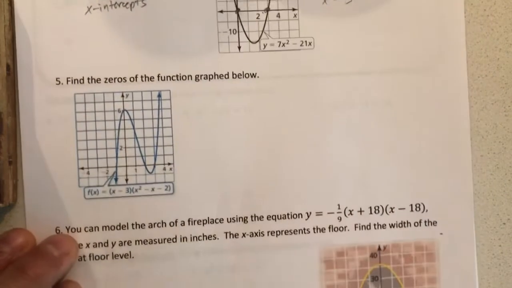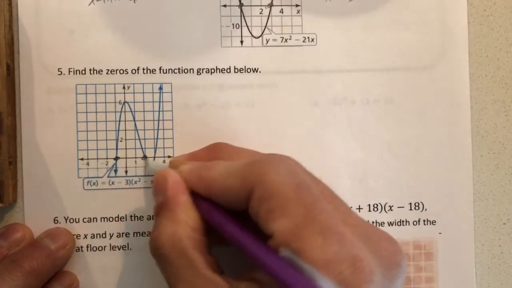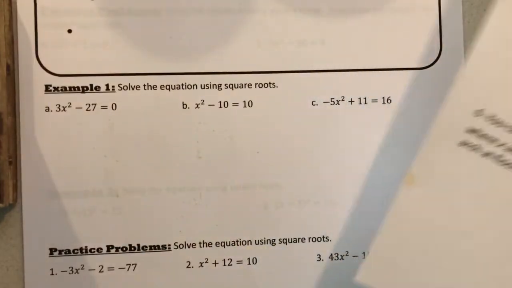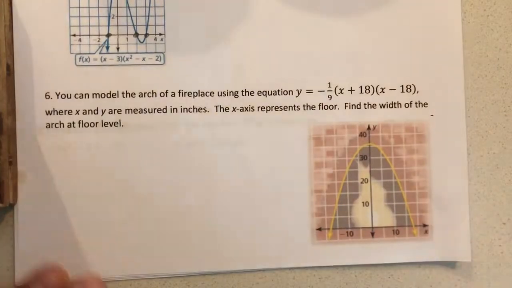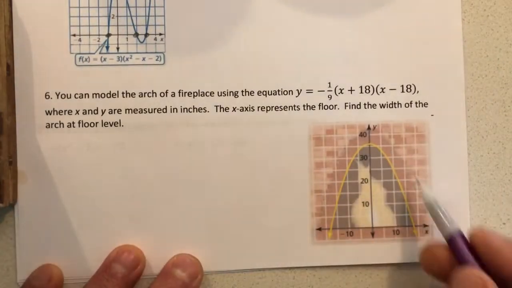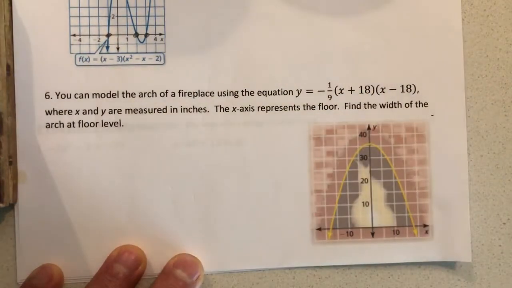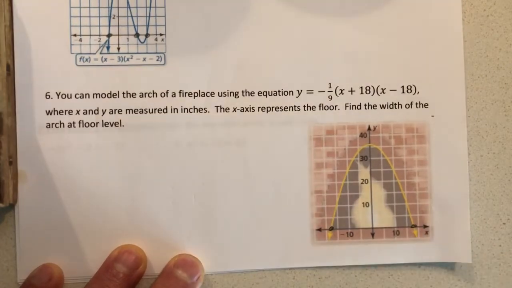All right, one more example. I'm going to go quickly through it because you can see there's 3 of them, easy. All right, then on this last one, this one looks like a really hard question. We've got this weird fireplace arch, they say. They give you this complicated looking equation, and then they want to know what's the width of the arch at the floor level. So from here to here, how wide is the arch?